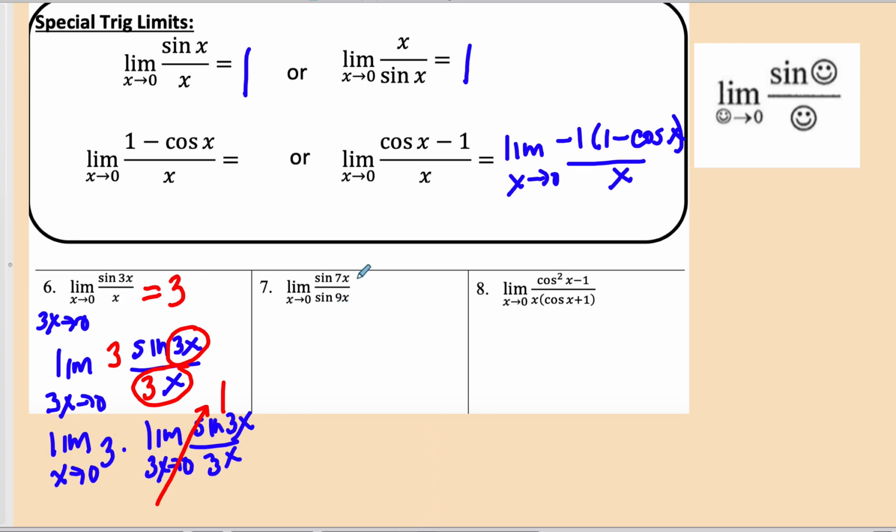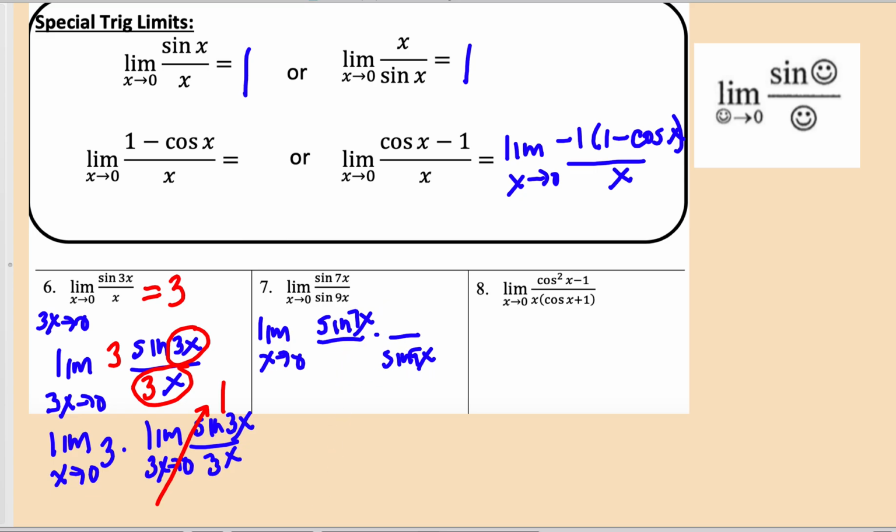Let's take a look at this one. This one is slightly different. We have a sine on the top and bottom. So I'm going to separate this fraction. I'm going to write sine of 7x over blank times blank over sine of 9x. Now, as x goes to 0, I know that 7x will go to 0 and 9x will go to 0. I'm not going to write it like I did before. I just wanted to convince you that as x goes to 0, these guys go to 0 as well.